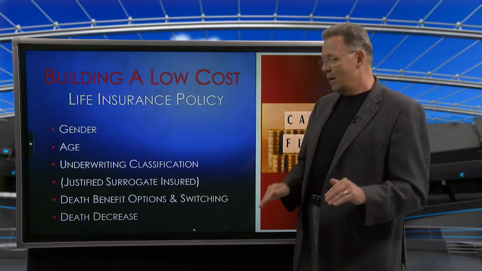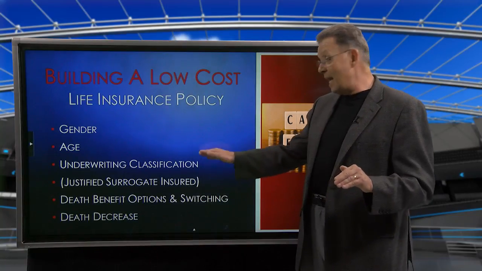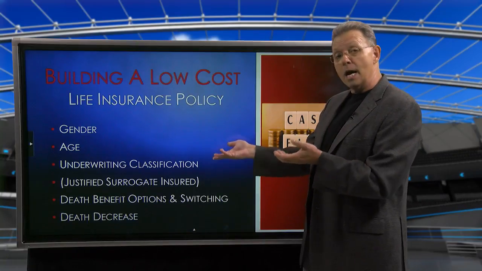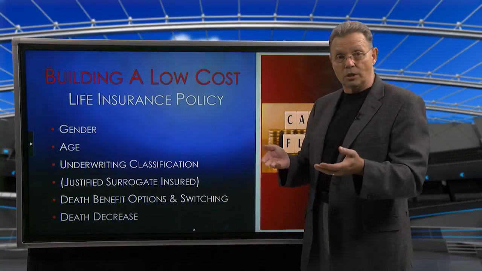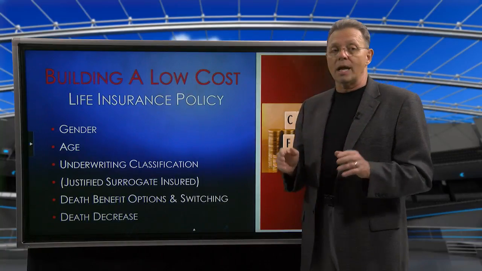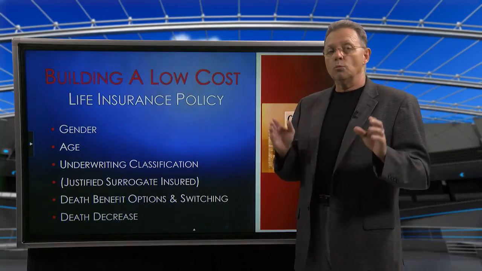Their rates are cheaper. And again, if I can't find dad or mom and nobody's healthy, I could justify a surrogate insured, maybe somebody in the second generation, a son, a daughter, somebody related to me directly. I'd also like to look at what death benefit options they will use.